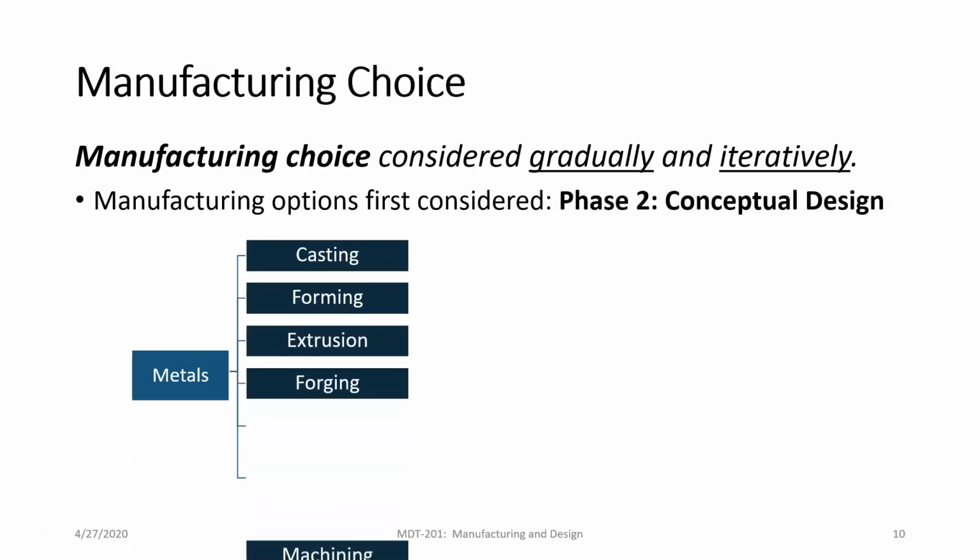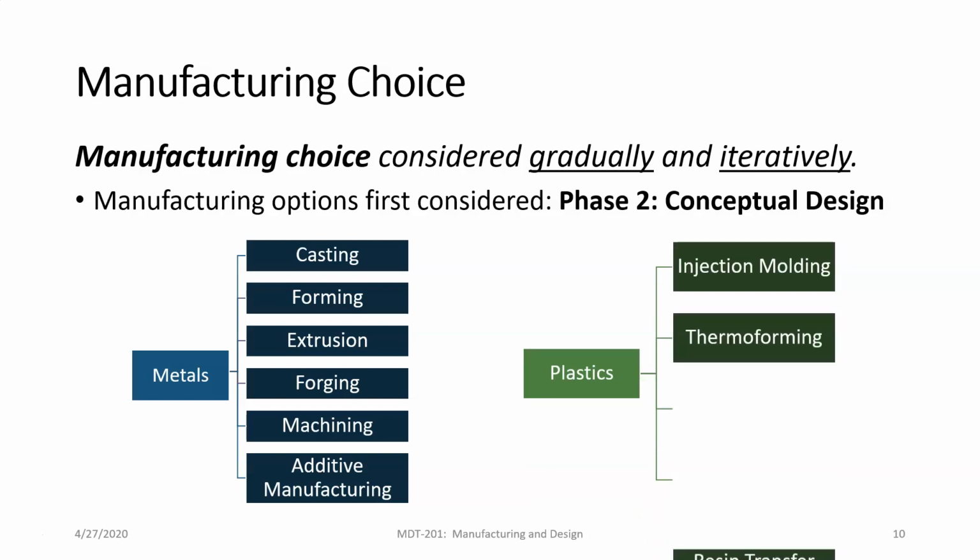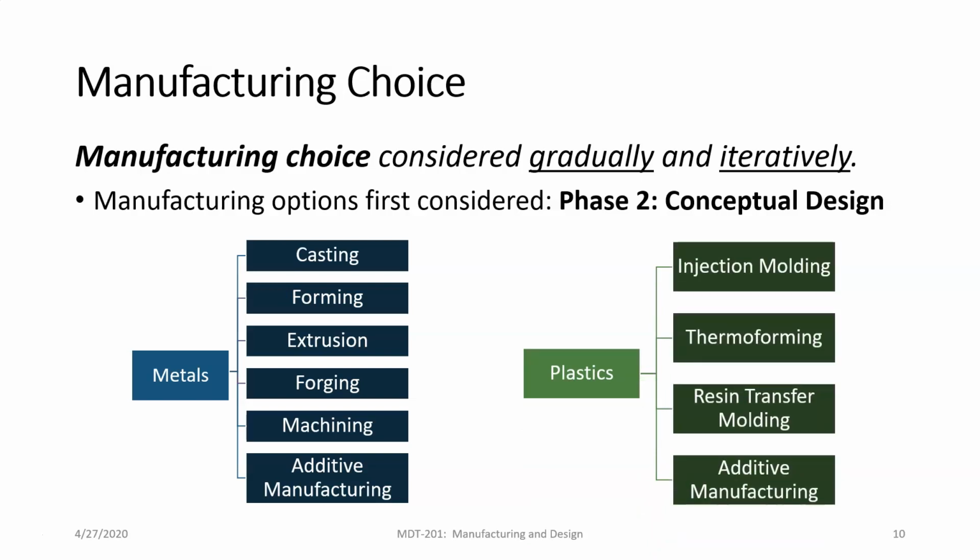So for metals, we're talking about casting, forming, extrusion, forging, machining, and additive manufacturing. For plastics, we're talking about injection molding, thermoforming, resin transfer molding, and additive manufacturing. Okay, so notice it really breaks down into the first question you have to ask yourself as a designer or a design team: are we going to make it out of metal or are we going to make it out of plastic? Okay, so that's really the first fork in the road, is the metals or plastics fork.